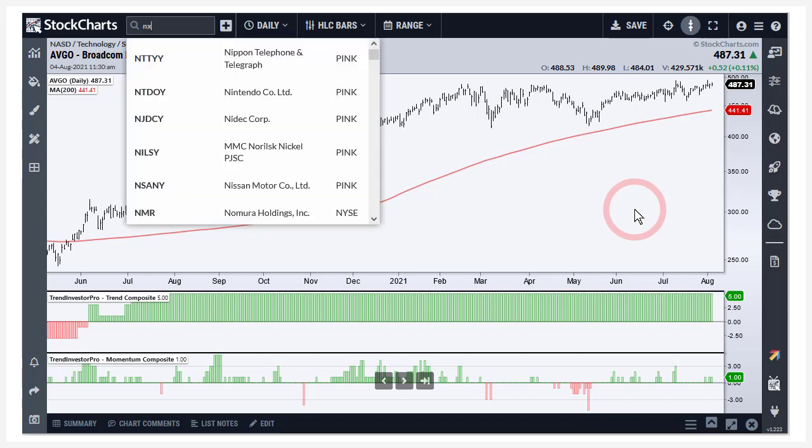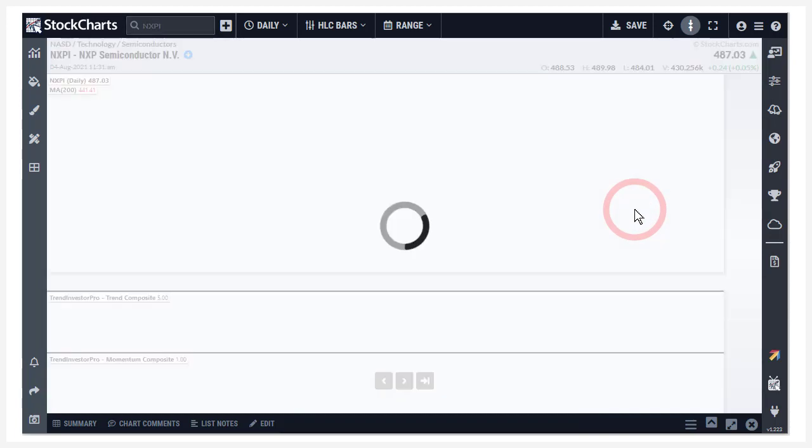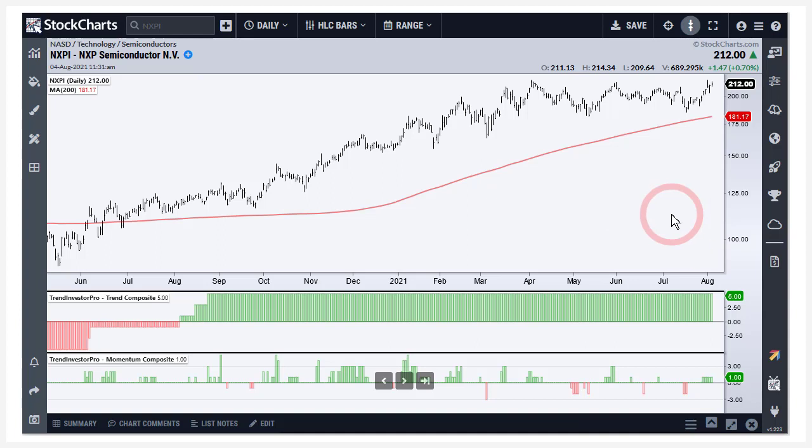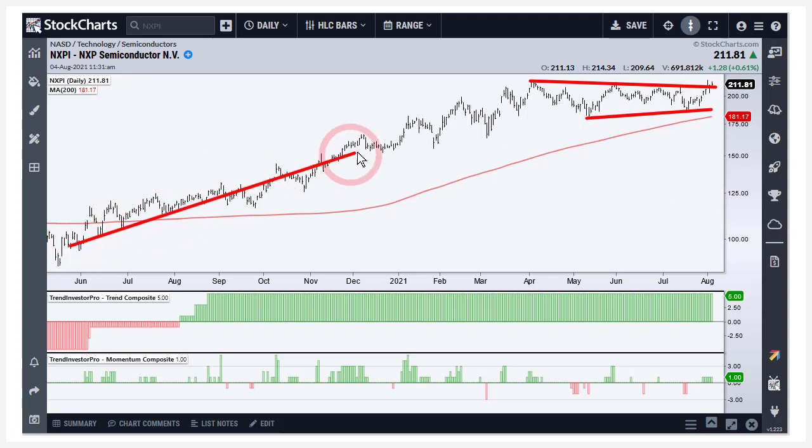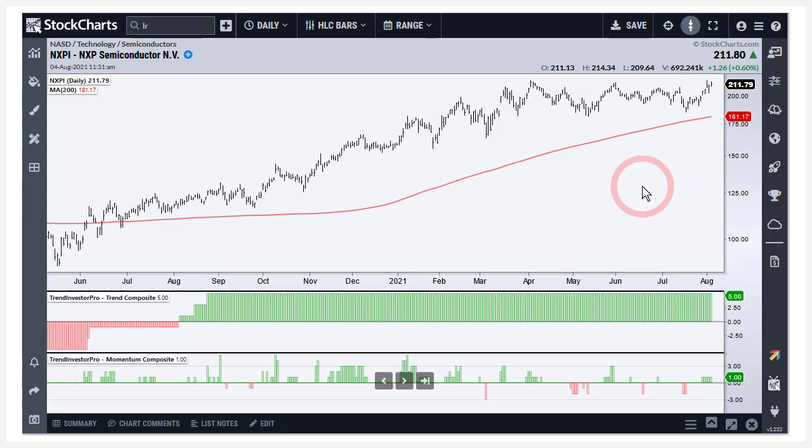Now, the other one I'm noticing, NXPI, and this is a semiconductor stock, obviously, as well. And you can see it's been in a big consolidation period, but it looks like it's breaking out of that consolidation. I mean, look at this steady advance that it had from that May low all the way to the April high. And then you need to rest after a big advance, and that's a big consolidation, and we're breaking out here. So NXPI is looking good.